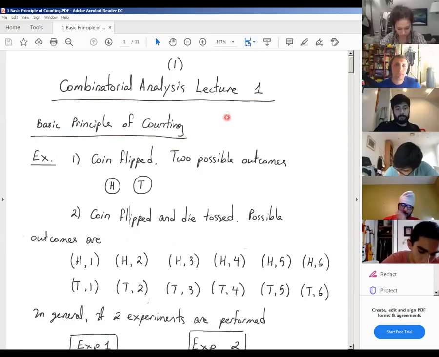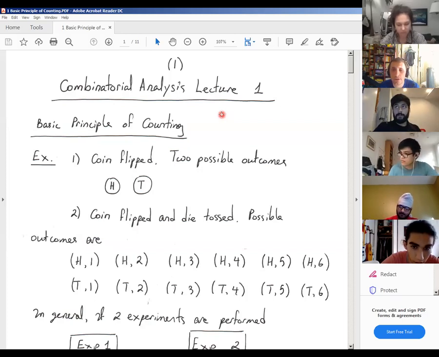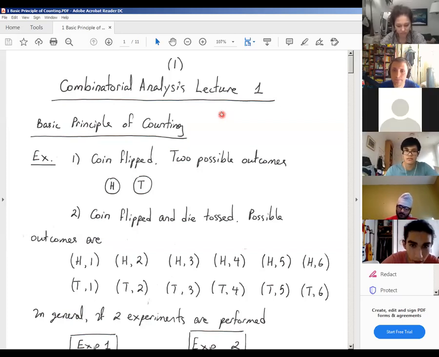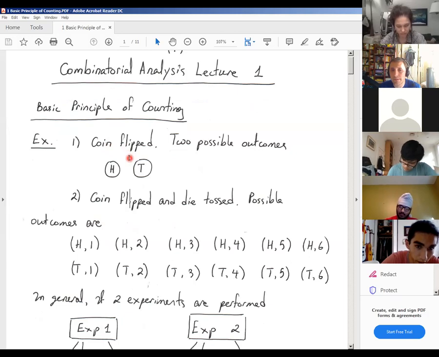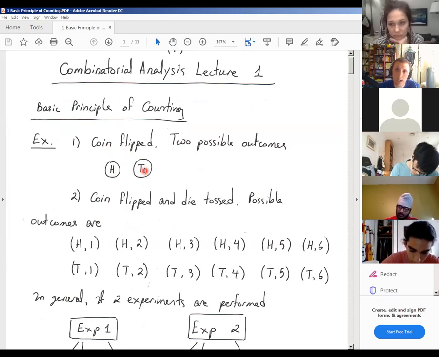All right, guys. So, combinatorial analysis, first lecture. First is to learn how do we count. So I flip a coin, and with a flip of the coin, there are only two possibilities. I either get heads or tails. Let's say that the possibility of the coin landing on its side is something that we ignore.